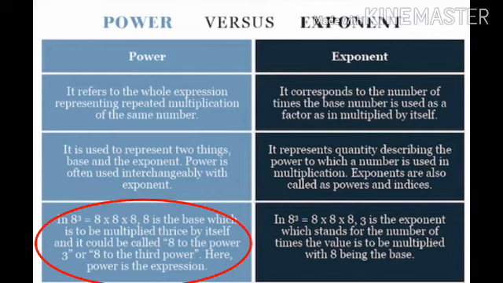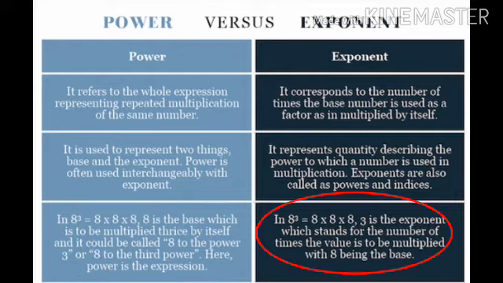Third point in power: 8 cube is equal to 8 into 8 into 8, where 8 is the base which is to be multiplied thrice by itself, and it could be called 8 to the power 3 or 8 to the third power. Here power is the expression. Third point in exponent: in 8 cube equal to 8 into 8 into 8, 3 is called the exponent, which stands for the number of times the value is to be multiplied, with 8 being the base.